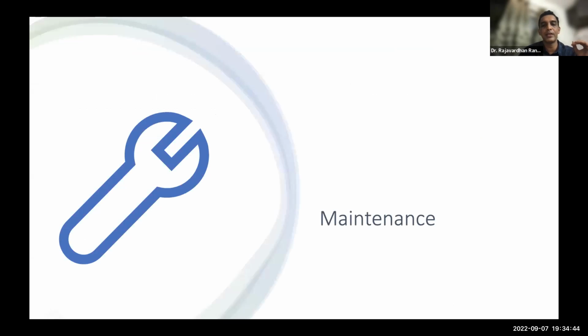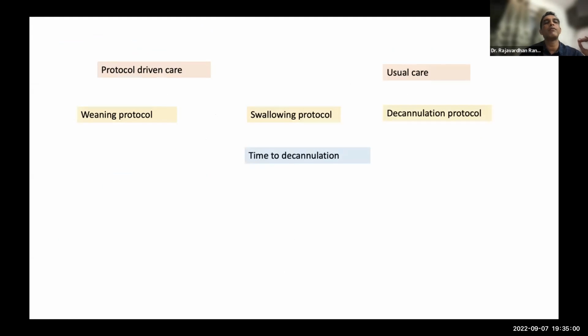Next, I'll go to the maintenance of tracheostomy. Maintenance of tracheostomy can be divided into protocol-driven care and the usual care. What do you mean by protocol-driven care? Here, in case of protocol-driven care, there are three protocols we have. We have a weaning protocol, a swallowing protocol, and a decannulation protocol. Whenever we use protocol-driven care, the time to decannulation was much less compared to usual care. In protocol-driven care, it was 5.7 days on average, whereas in usual care, it is 15.5 days.